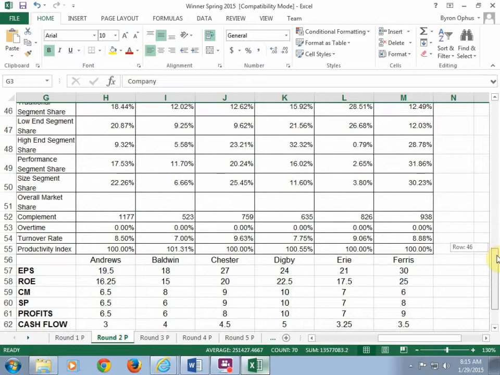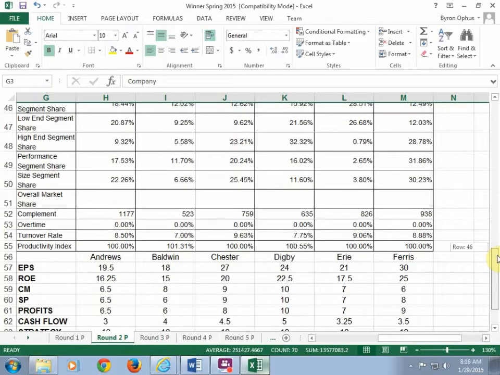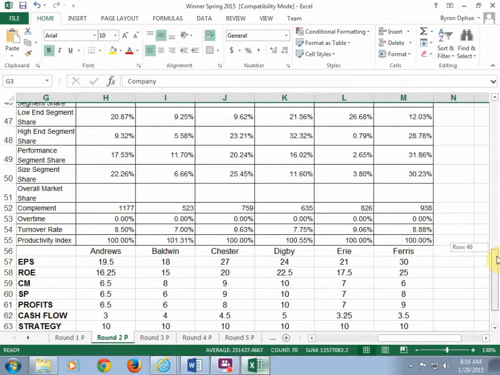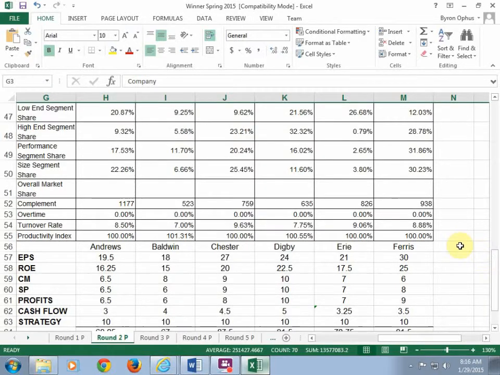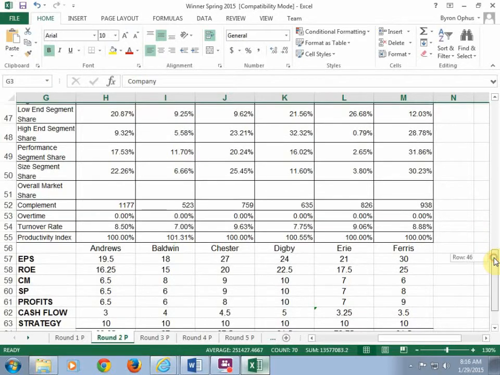Cash flow, Digby had a good cash flow. Of course, they were so cruddy last time that they probably had a huge benefit from that, although Chester only lost a half point there. So now in terms of total points, look at that. Team Digby even tied Team Ferris, the computer team. So you guys are doing good. Usually it's not until the competitive rounds that we catch up to the computer team. So I'm really impressed that we have a team, happens to be our distance team, that has caught up, at least at this point, to the computer teams.